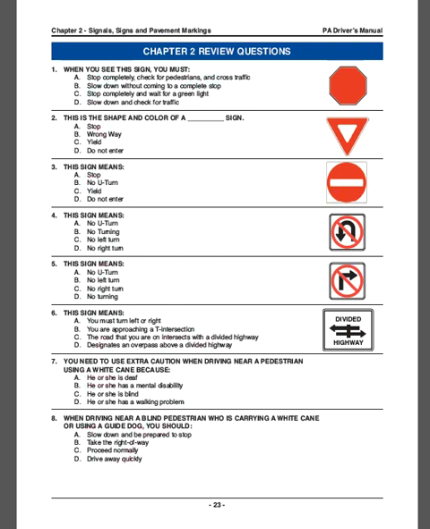2. This is the shape and color of what kind of sign? A. Stop. B. Wrong way. C. Yield. D. Do not enter. The answer is letter C. The sign is the shape and color of a yield sign.